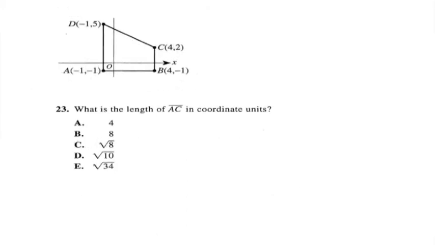Number 23 builds off the same concept. Now they've asked us what is the length of AC. Here's where our triangles come back in. The length of AC. Notice it's going to be a right triangle because it's in the XY coordinate plane and it's on a grid point.